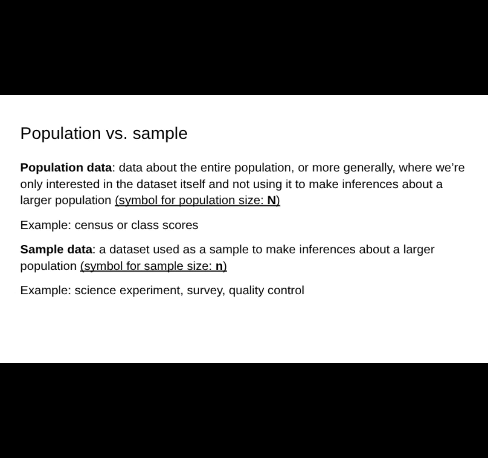The total number of data points in the dataset for population is called the population size and is noted by an uppercase N. And for sample data, the total number of data points is called the sample size and is denoted by a lowercase n.